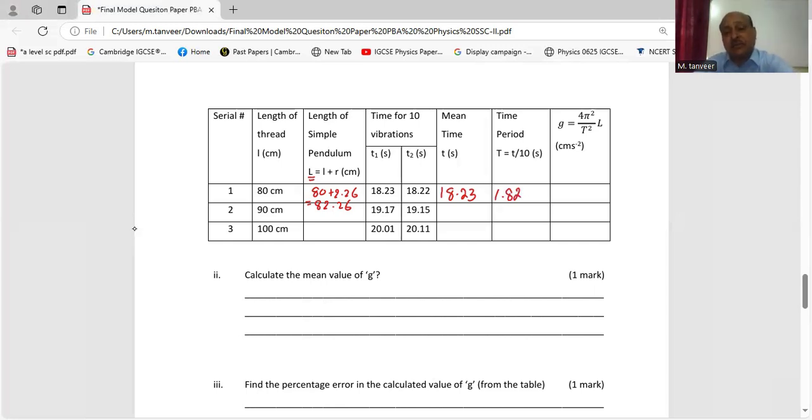Next you have to find the value of g, which is the basic question. You are studying the effect of length on the value of g. So you will put all these calculations in this formula. The formula is 4 pi square, so you will put these values. Pi square, pi is 3.14.